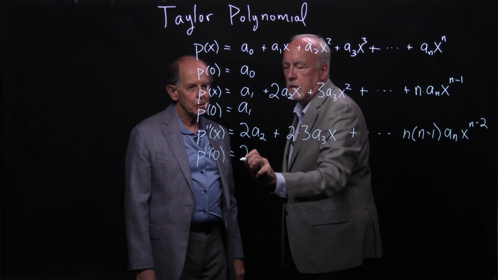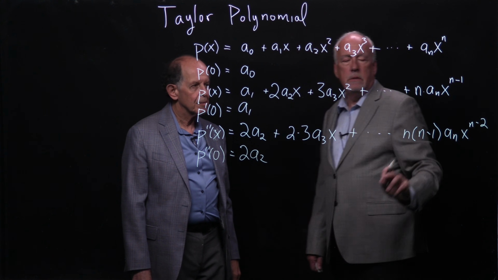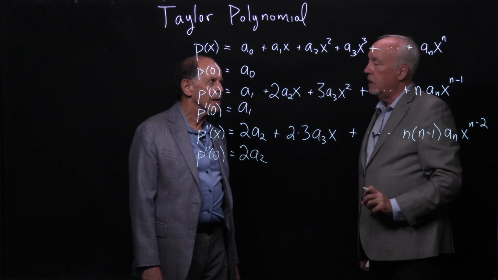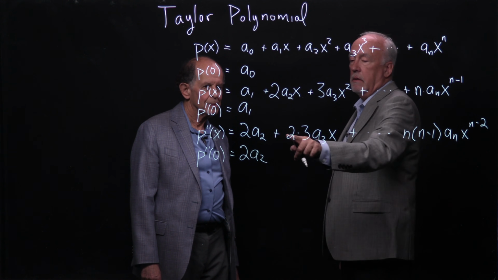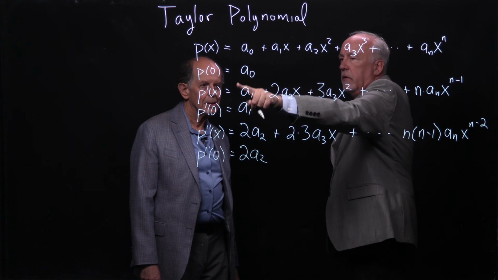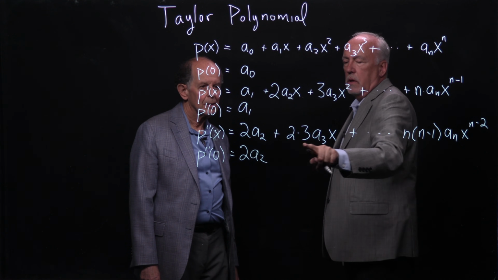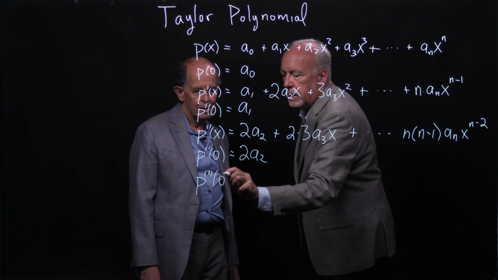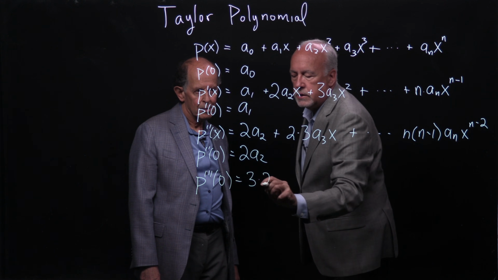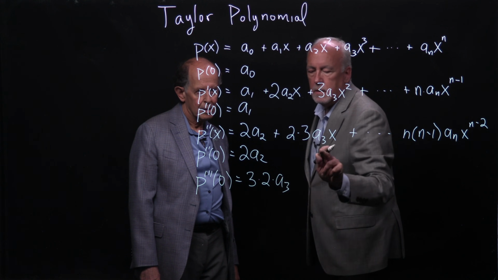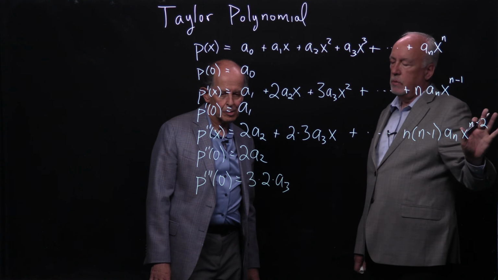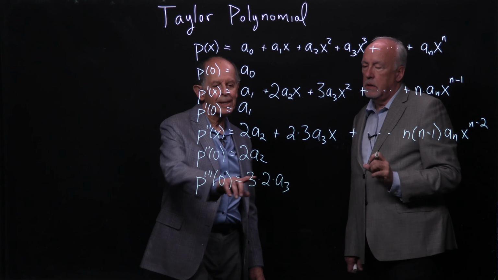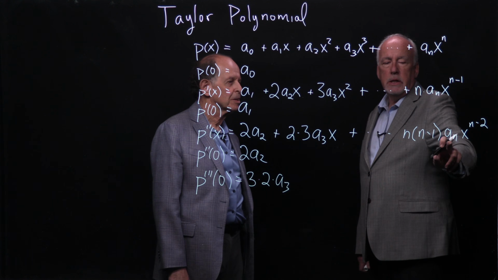Okay, so 2a2, and all these other guys disappear. Maybe we have to do one more for the pattern? I think we're smart enough that we can see the pattern. See how we had a 1 in front of a0, 1, 2, 2. This is going to come out, and the triple prime will be 3 times 2 times a3, right? And then everything else will be 0. Okay, so let's substitute back in. Well, let's solve for the a's, and then let's do the nth one.